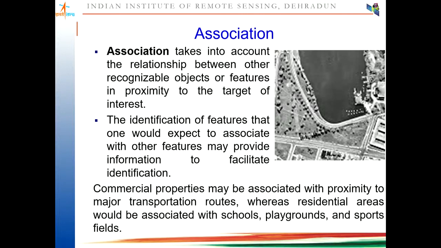Then comes association. This element takes into account the relationship between the object and other recognizable objects or features in the proximity of the feature of interest. Right? So you would identify these associated features and then come to a conclusion as to what the feature might be or why it is in that condition. For example, commercial properties would be associated with proximity to major transportation routes, whereas residential areas would be associated with parking lots, sports fields, playgrounds, schools, and so on. Right?